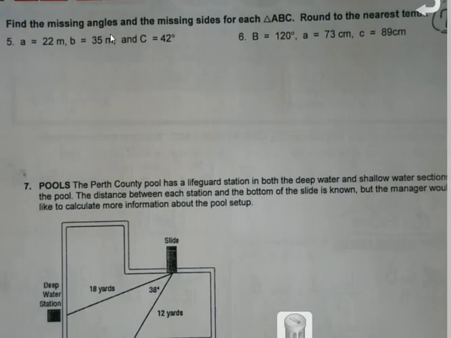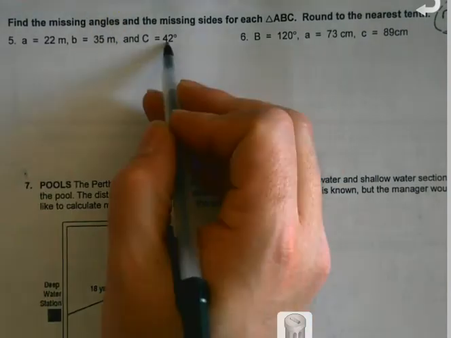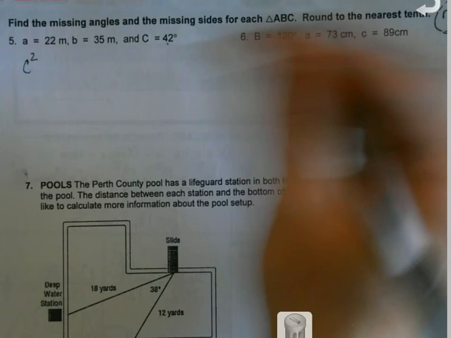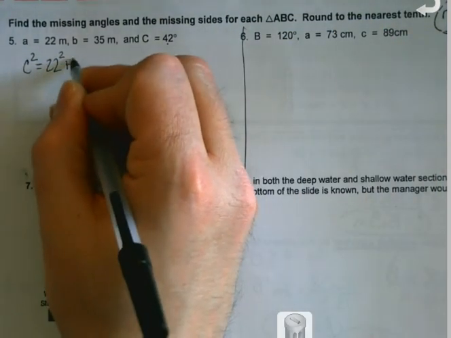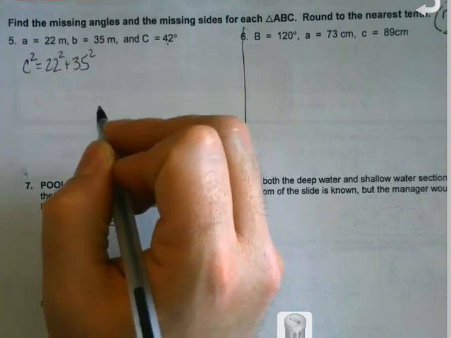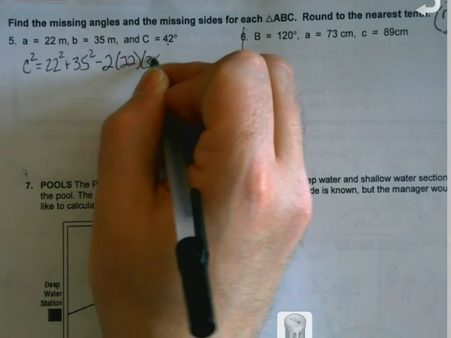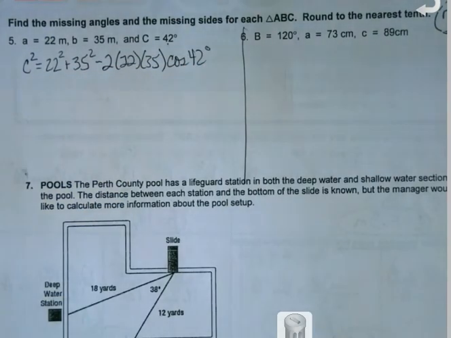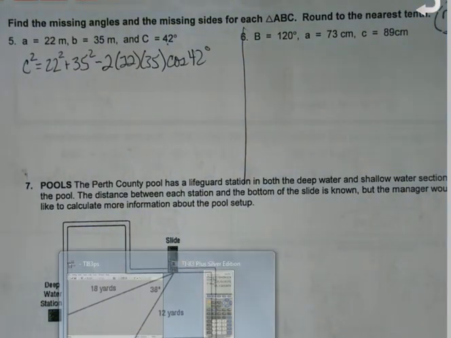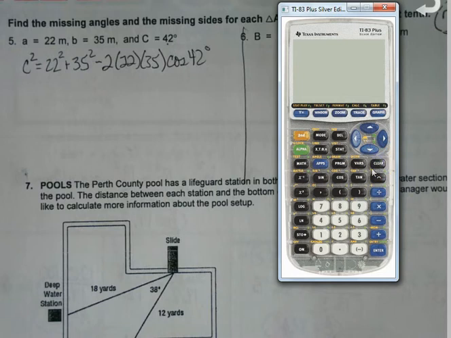We are going to tackle number 5, and then we are going to be done looking at, again, we want everything this time. So I see my 42 here, so I'm going to be finding C squared. And again, the sum of the squares minus 2 times the product of my sides times the cosine of my given angle. And now we just get into a big typing run.